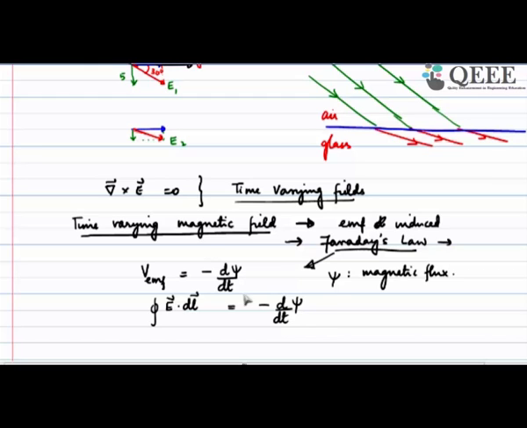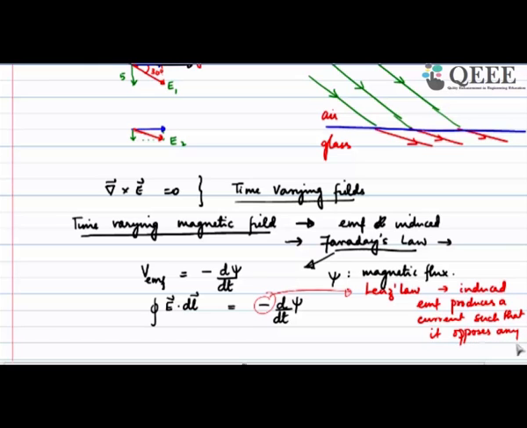Now this negative sign, you would have learnt in school, is to account for Lenz's law, which says that the induced EMF produces a current such that it opposes any change. The flux is increasing, so the induced EMF is produced in such a way that the current due to it produces a field opposing the change. There was a change because of which there was an induced EMF, and the current due to the induced EMF produces a magnetic field which opposes whatever change produced it.